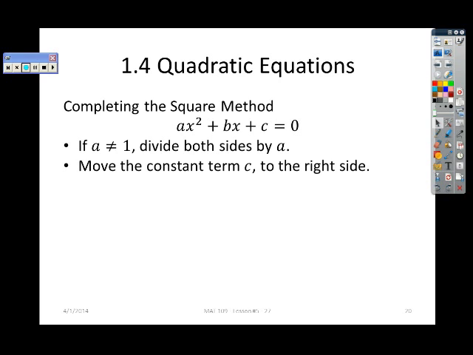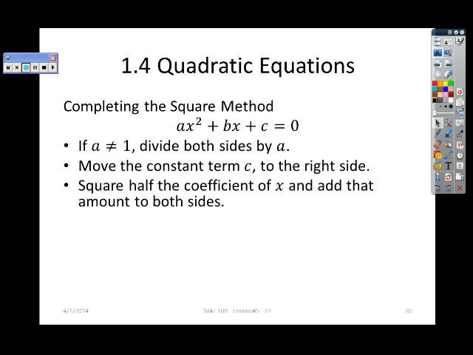Then we're going to move the constant term over to this side, so that we just have the x squared term and the x term on the left side. And when it's like that, then we're going to take half of whatever this coefficient is and square it. That square we're going to add here and we're going to add here. Add the same thing to both sides. That method of taking half of this and squaring it is what forces this left side to become that perfect square. And if you look at what happens when you square a binomial, that's where it comes from.